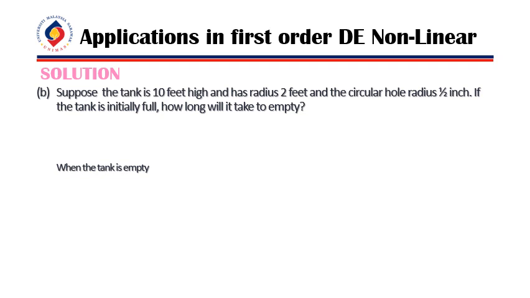The area of water is equal to pi r squared. R_w is given as 2 feet here, so you get 4 pi, and then A_h is given as 1 over 24 feet, so pi over 24 squared. Alright, so we are given h_0 equal to 10 feet as well.